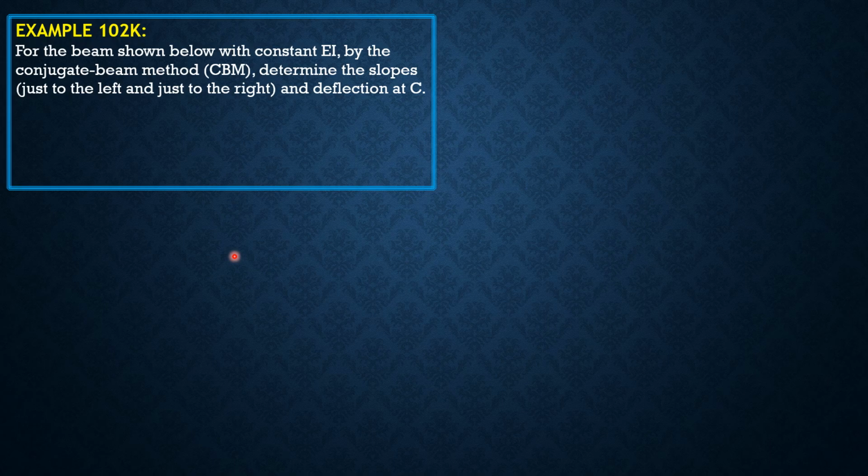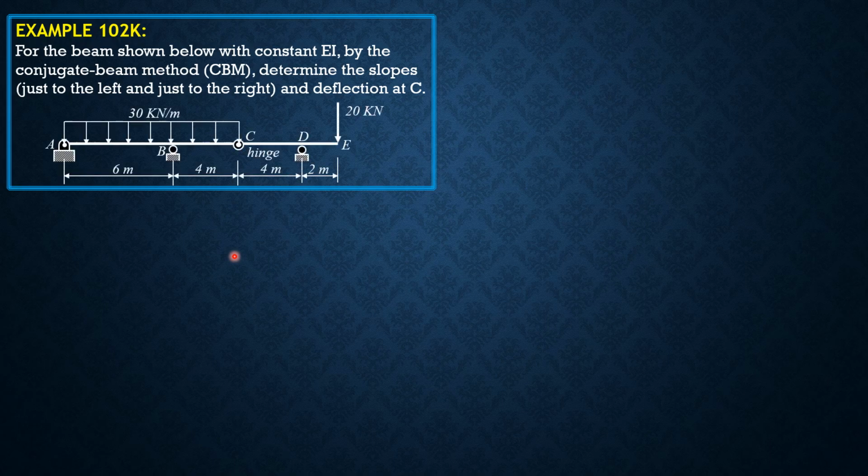So for the beam shown below with constant EI, by the conjugate beam method, determine the slopes just to the left and just to the right and the deflection at point C. So we select B and D as our moment centers here. First let's compute the reaction at D because this is the portion that is determinate. Then let's transmit the reactions to analyze the reaction at A.